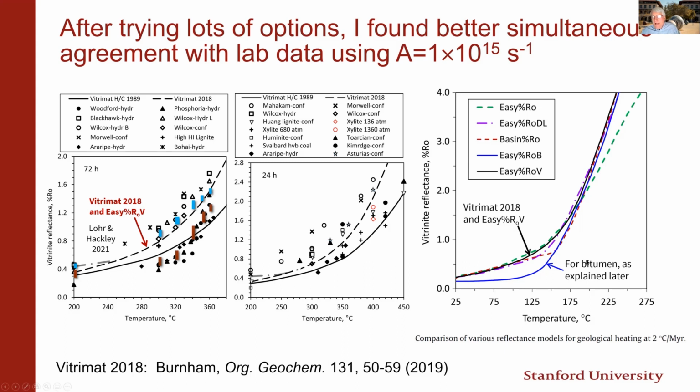The one thing I would like to point out also here is that the DL and the V versions of EZ%R0 really agree pretty well. There may or may not be a way of distinguishing which one of these is better, but they certainly have a milder break in the oil generation than basin R0, and they both have a higher reflectance than EZ%R0 in the high maturity range.